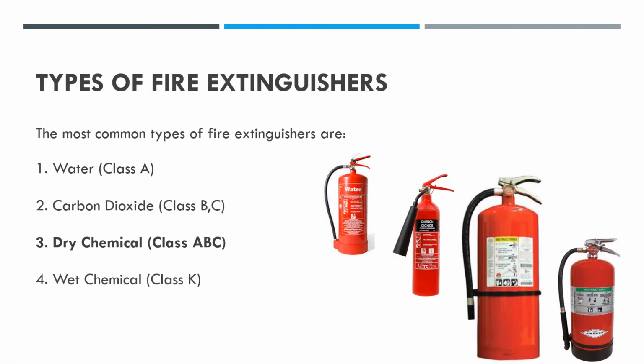There are several types of extinguishers available. Class ABC fire extinguishers are one of the most common. They are multi-purpose dry chemical extinguishers that can be used on Class A, B, and C fires.